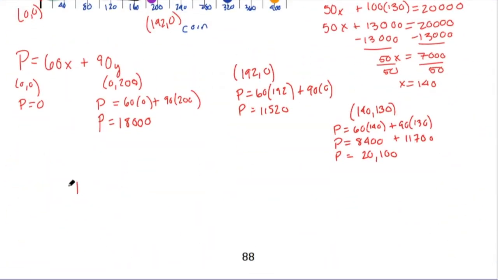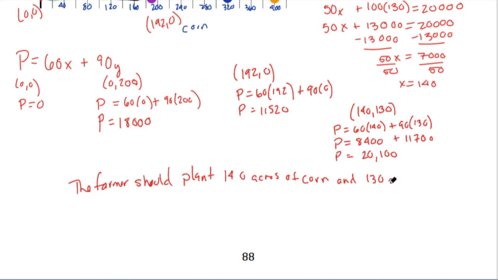That means the farmer should plant 140 acres of corn and 130 acres of soybeans for $20,100 of profit.